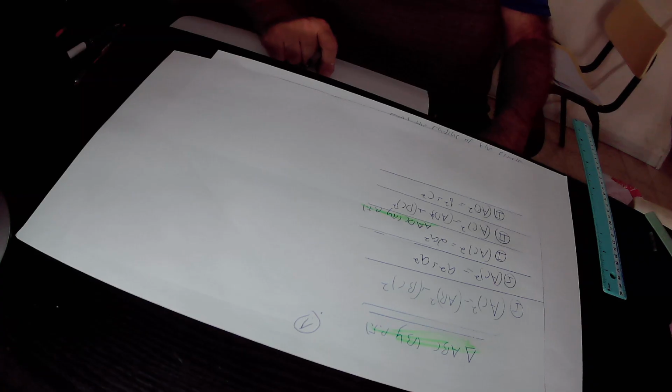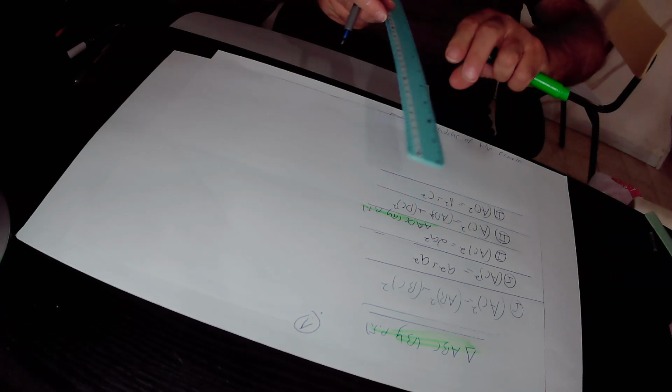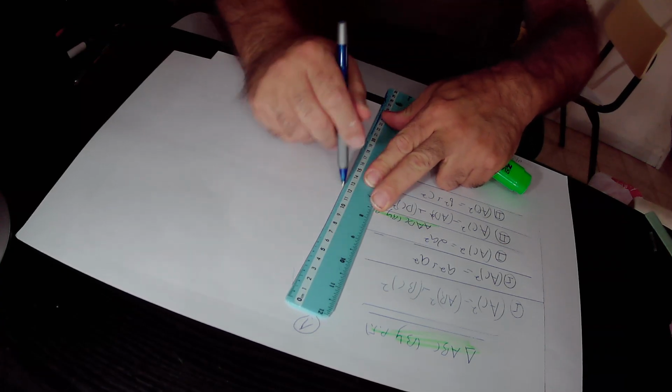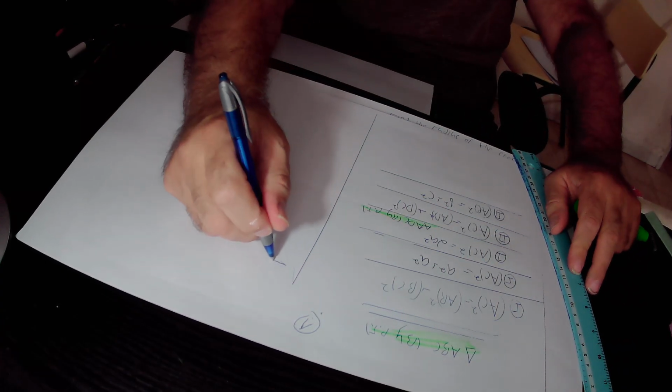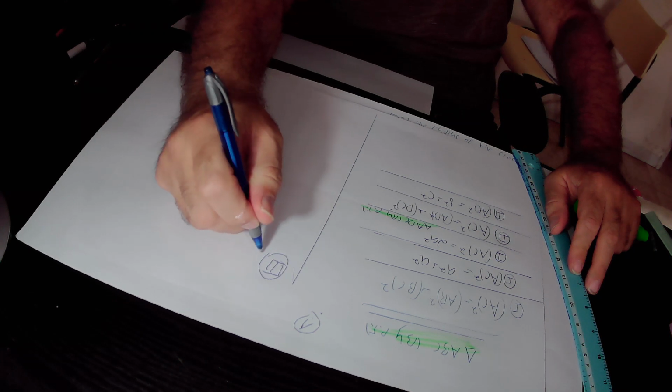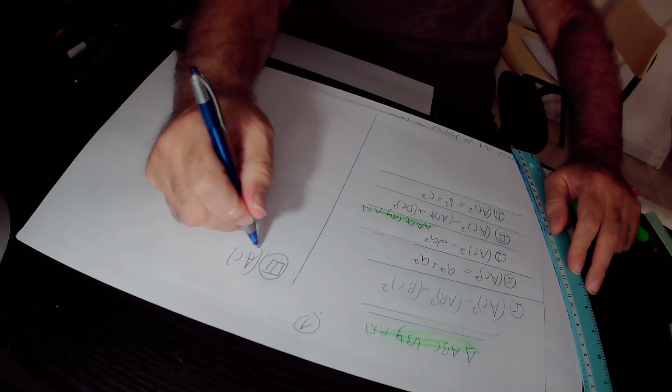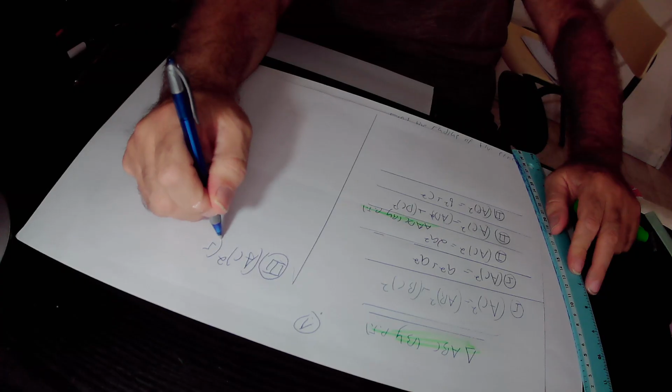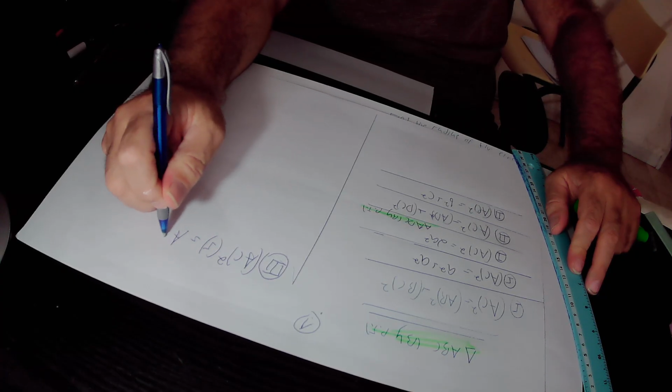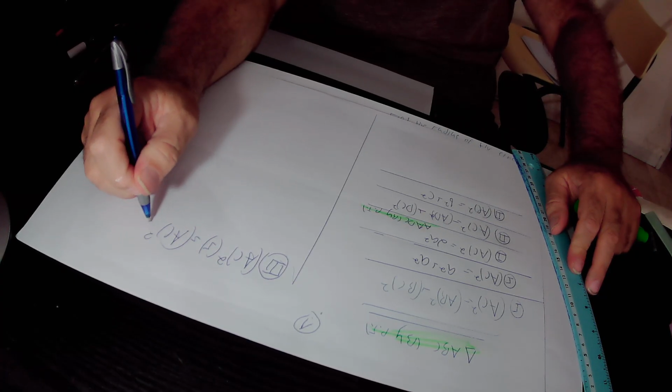In the next step, we will create the third equation that states that AC squared, according to equation 1, must be equal to AC squared according to equation 2.